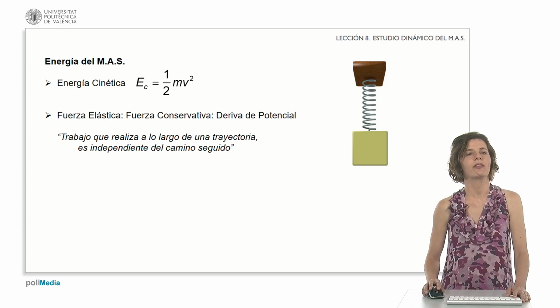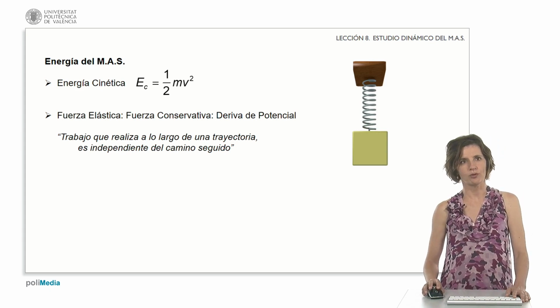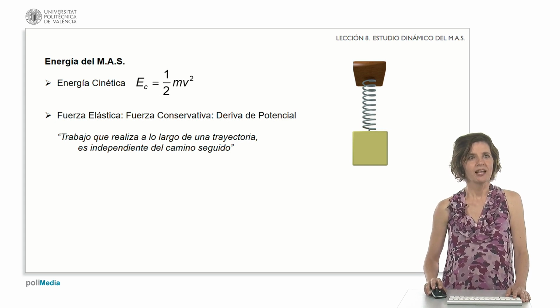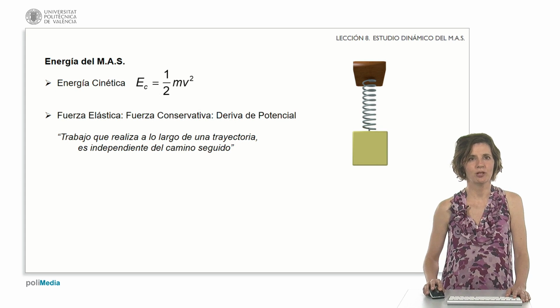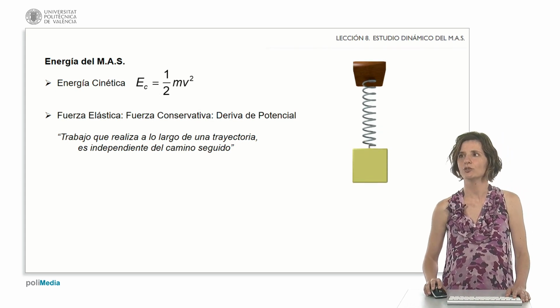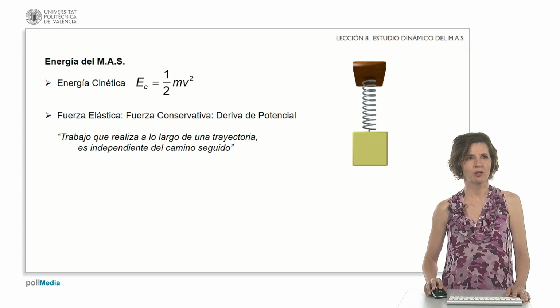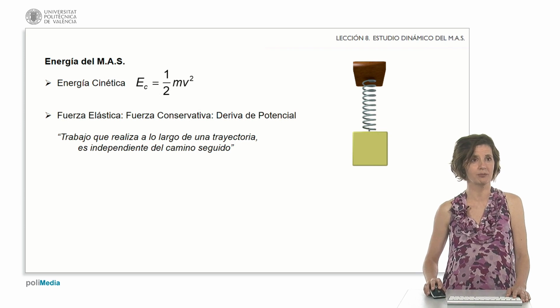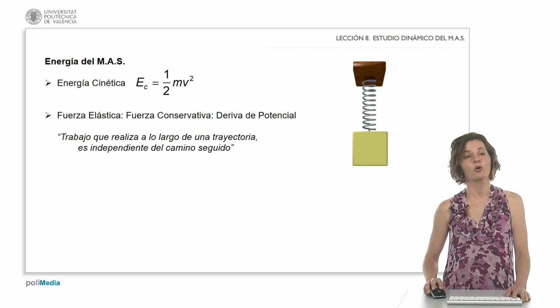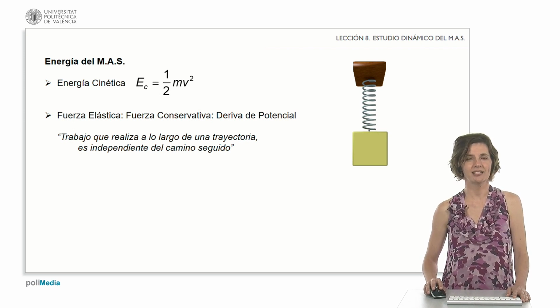Another way to obtain information about the motion without solving the differential equation is to perform an energy study. The mass m at the end of the spring, by being in motion, has a kinetic energy, which you all know is one half of the mass times the velocity squared. Moreover, the elastic force that we have just obtained, minus kx, is a conservative force. That is, it derives from a potential, and the work it does along a path is independent of the path followed.